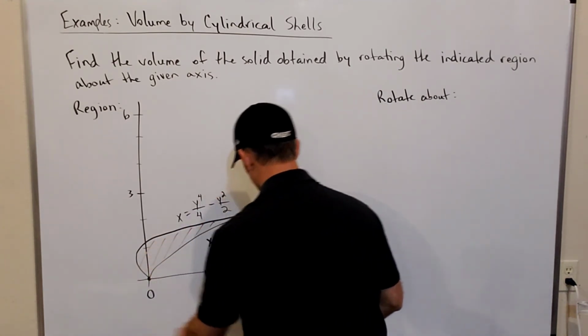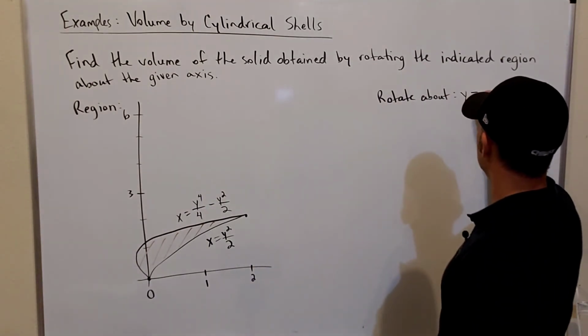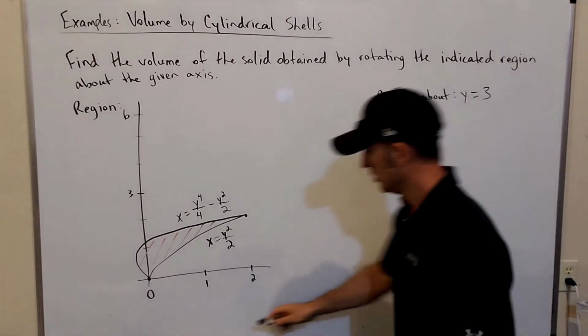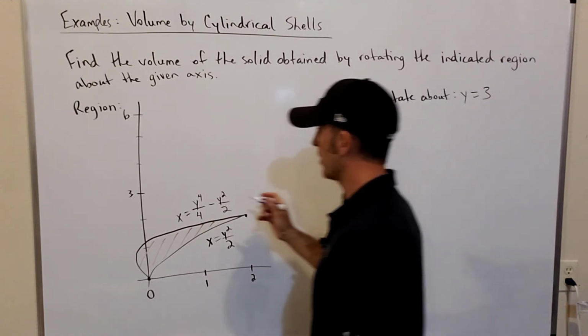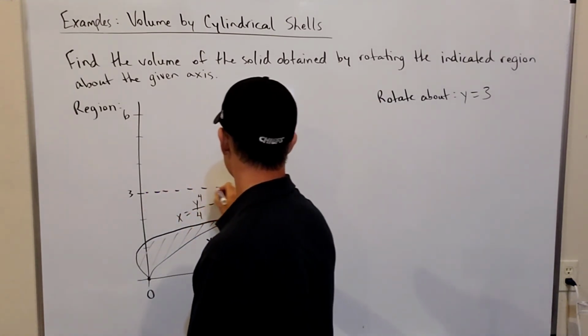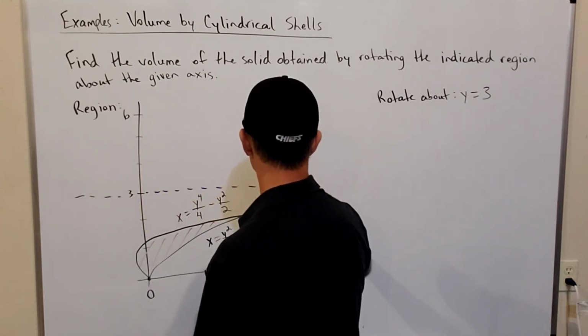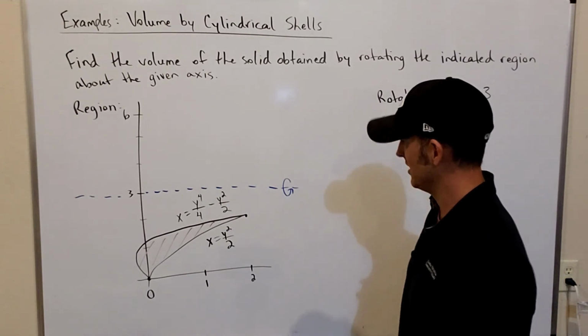And we want to rotate about the line y equals 3, okay? So now we will draw the mirror image of this region across the line y equals 3. And now this is going to be a little bit harder, right? So be forgiving when you're judging my presentation here.